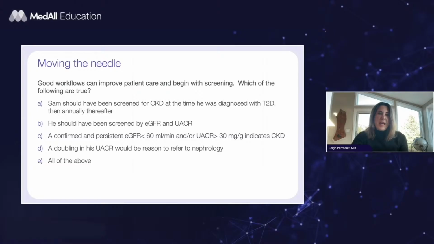Okay, so as we move the needle, good workflows can improve patient care, and they do begin with screening. So which of the following are true? A, Sam should have been screened for CKD at the time he was diagnosed with his type 2 diabetes and then annually thereafter. B, he should have been screened by EGFR and UACR initially. C, a confirmed and persistent EGFR of less than 60 mils per minute and/or a UACR of greater than 30 milligrams per gram indicates CKD. D, a doubling of his UACR would be a reason to refer to nephrology, or E, all of the above. So think about that for just a second. It puts kind of everything together.